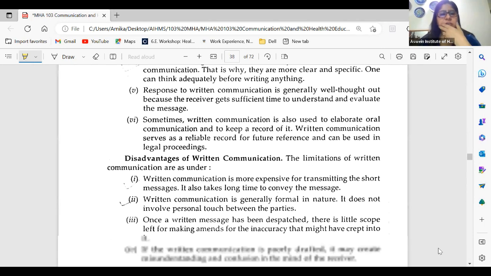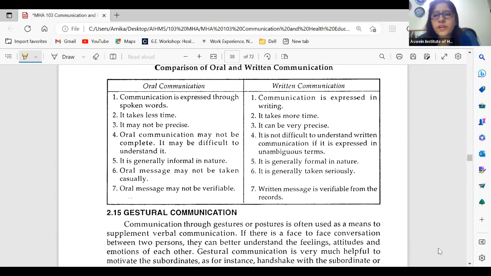Okay, so this is a very basic difference between oral and written communication. Oral, we all know, we speak, and written, it is expressed in writing. Oral is speedy, whereas in written, it takes more time.